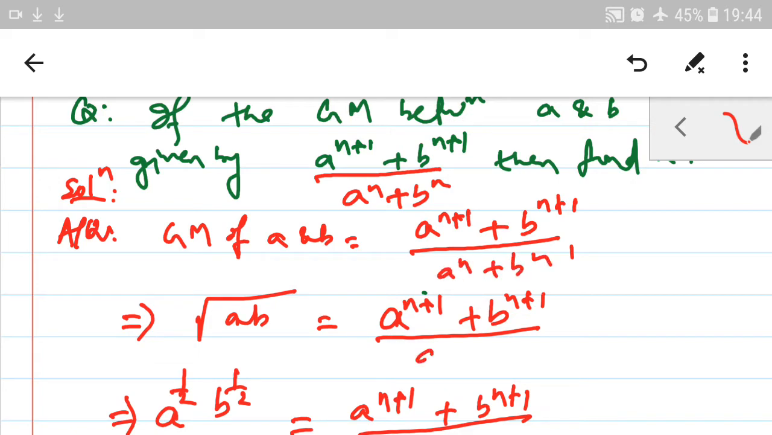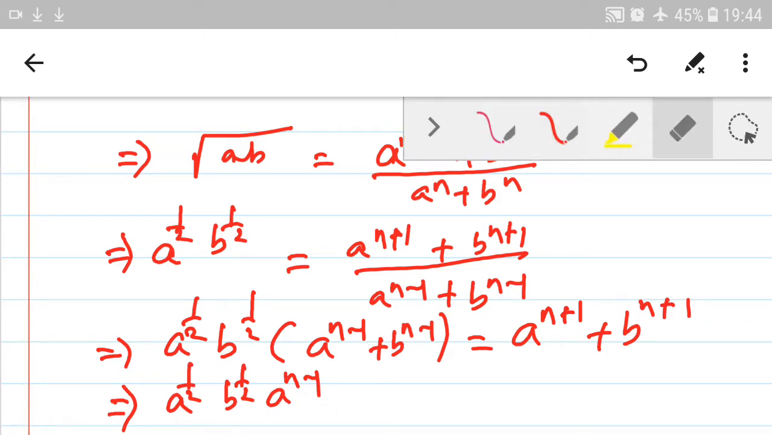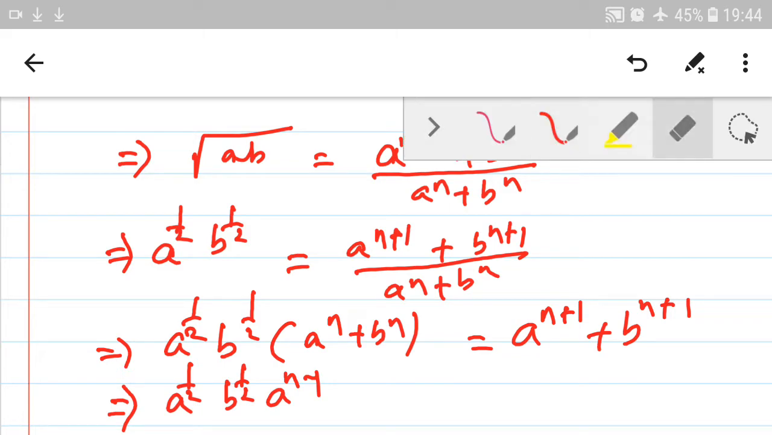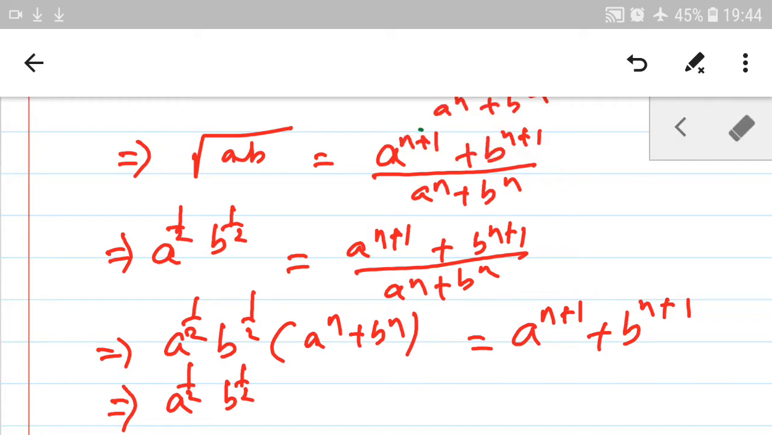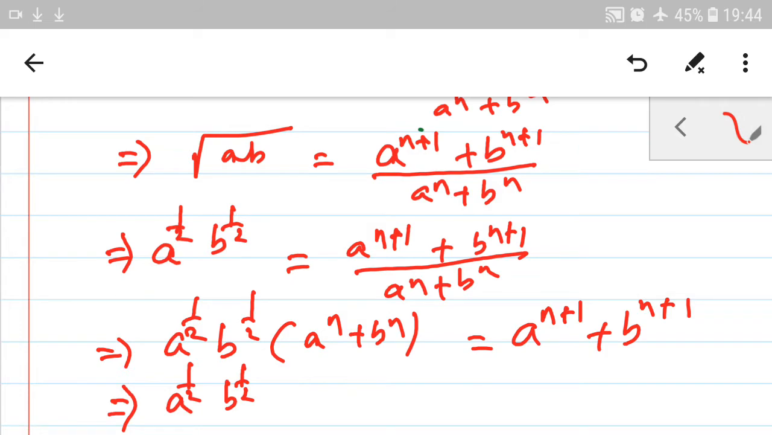Let me make the correction. It is A to the power n plus B to the power n. Here also I have to make the correction: A to the power n plus B to the power n. Here also A to the power n plus B to the power n. Now if I go on like this, here also it will be A to the power n. Okay, so it was a mistake in writing the question.